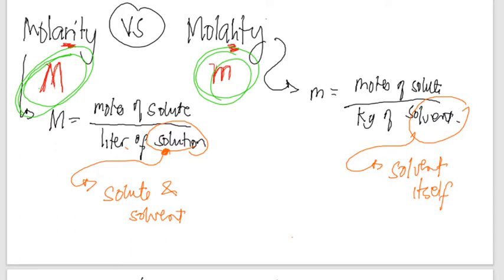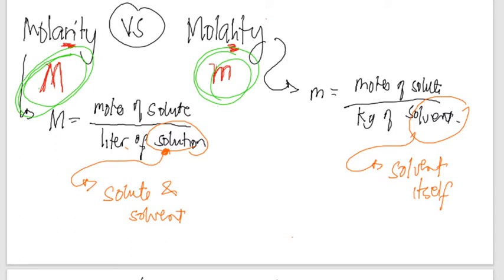So, molarity is the number of moles of solute over the liter of solution. While molality is the moles of solute over the kilogram of the solvent. As you can see, guys, a solution is a combination of a solute and the solvent, while for molality it is the solvent itself only, like water or any organic solvent.